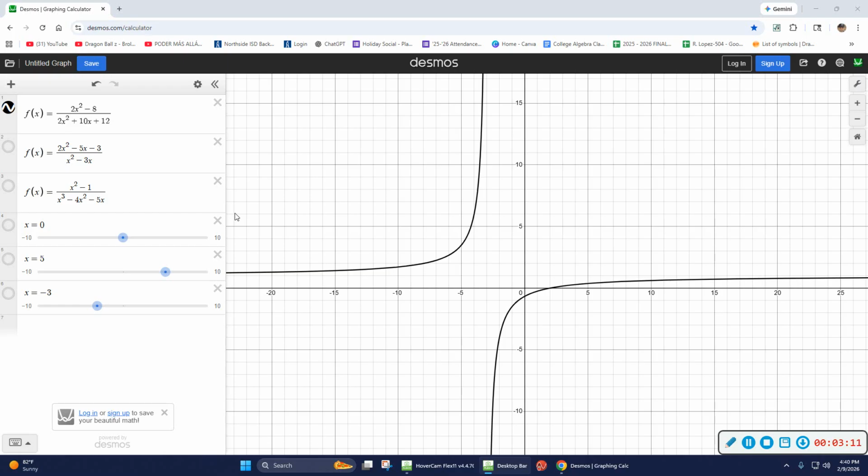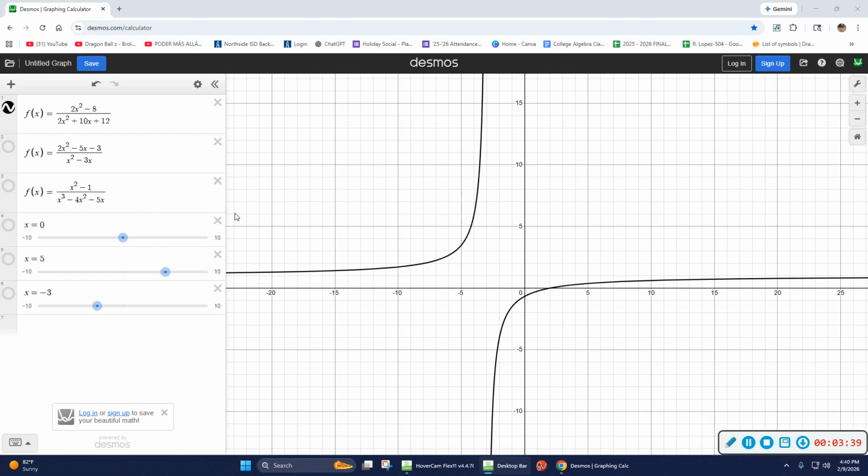If we look at our previous video, vertical asymptotes occur when you divide by 0. So if I set the denominator equal to 0, I can move this over. I have a vertical asymptote at negative 3, which means I'm going to have an imaginary vertical line right here. So this will help me define my table.